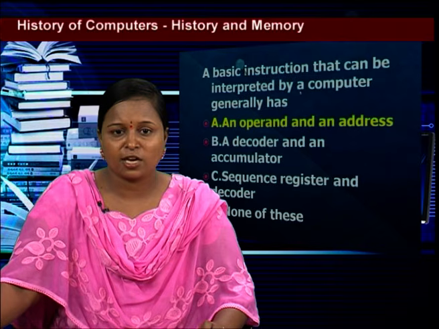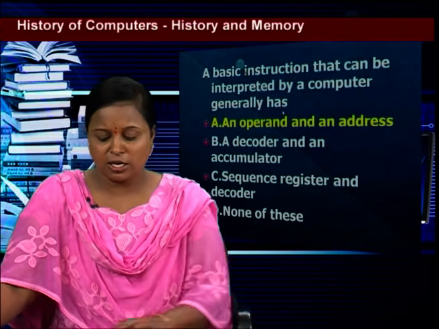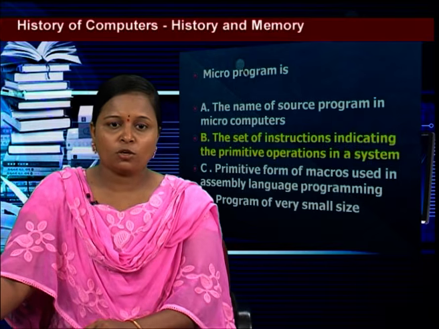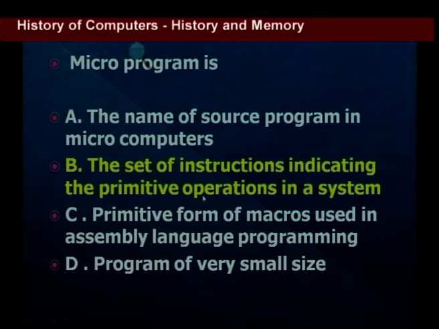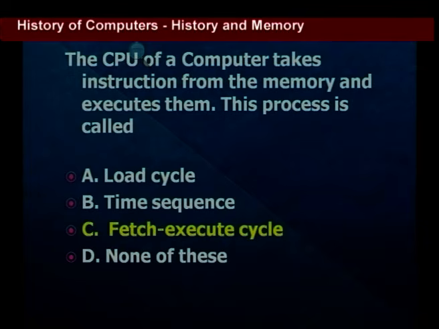Basic instructions that can be interpreted by a computer generally have this. Microprogram is nothing but a set of instructions indicating the primitive operations in a system. Primitive operations means small operations. The CPU of a computer takes instructions from the memory and executes them. The process is called the fetch execute cycle. It is a cycle: it starts, ends, and automatically starts again, so the loop is repeated.